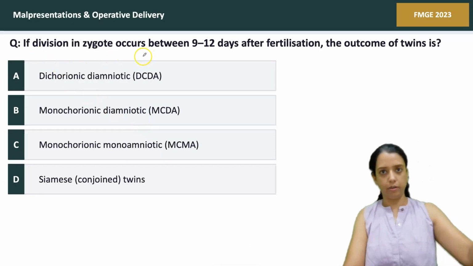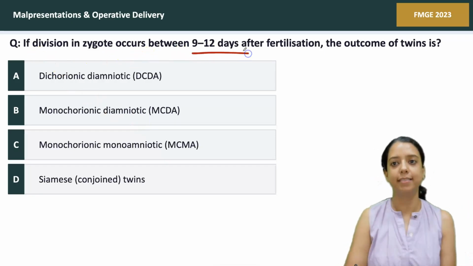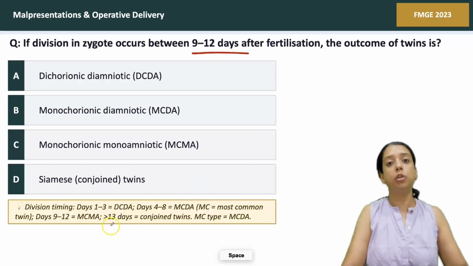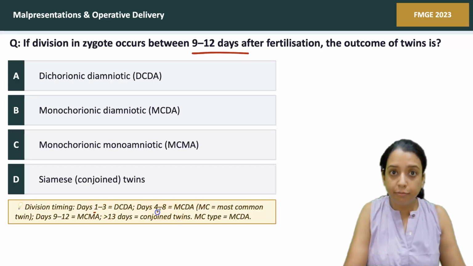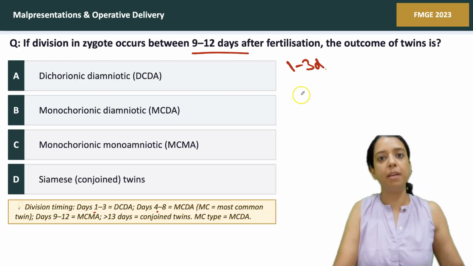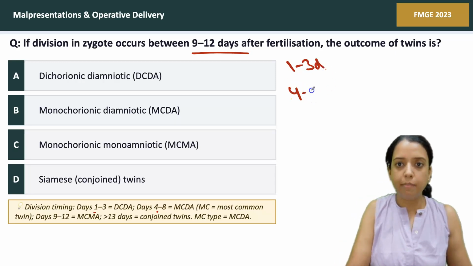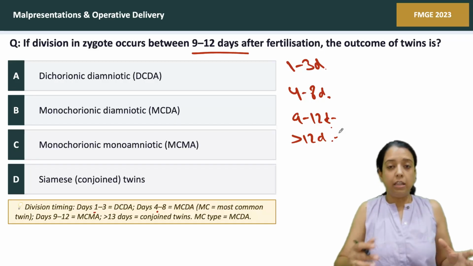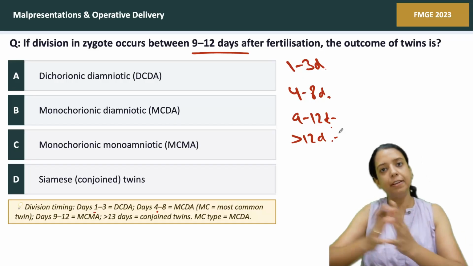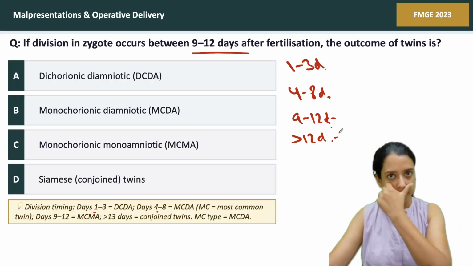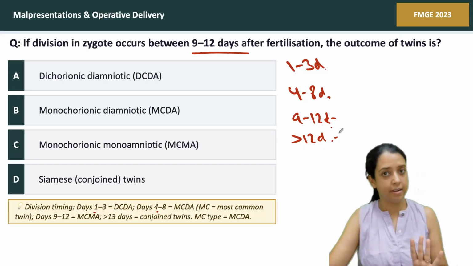If division of a zygote occurs between 9 to 12 days, what is the outcome? Always remember you have to divide your twins into 1 to 3 days, 4 to 8 days, 9 to 12 days. I have given this in my various lectures also, how to remember that. See, twins are like friends. The longer they stay together, the more difficult it is to separate. If you separate them early, they will get separated. If you separate them late, very difficult.